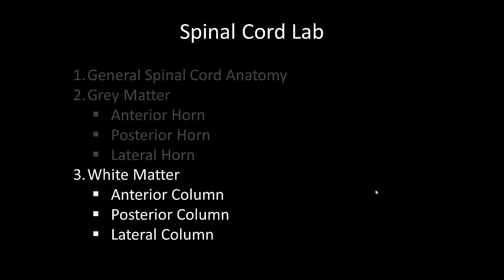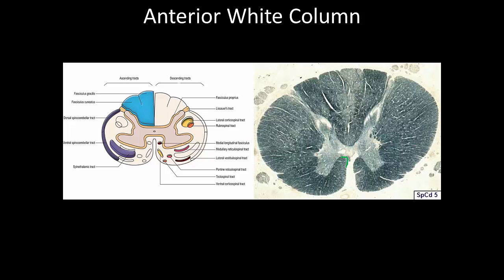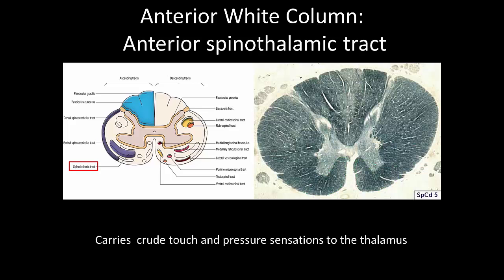Next, we're going to look at the tracts that are present within the white matter, starting off with the anterior white column. So remember that the anterior white column is going to be located in this position, roughly anterior and medial, wrapping around medial to where the anterior gray horns are located. So the first tract that we're going to look at is the anterior spinothalamic tract, which is part of what we consider the anterolateral system that kind of extends from this anterior white column and projects all the way into the lateral column. So the anterior spinothalamic tract is carrying information that's concerned with crude touch and pressure sensations from the body. It's going to be carrying these sensations all the way up to the level of the thalamus.